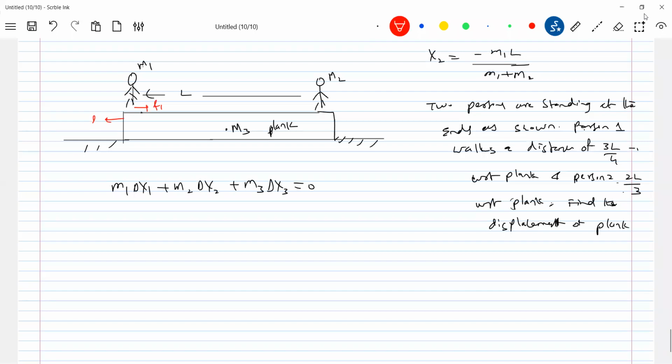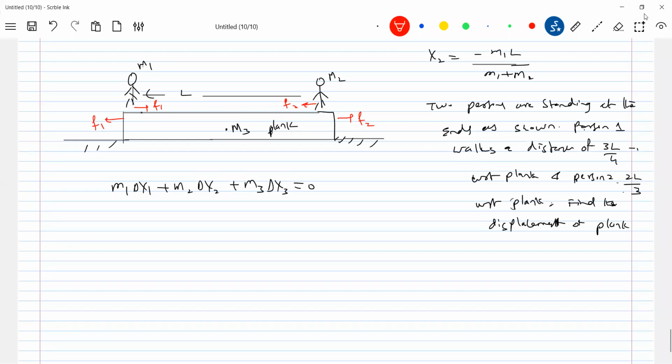F1, this person will walk. F2, this will be F2. So F1 may not be equal to F2, or F1 may be greater than F2, or F1 may be less than F2, or F1 may be equal to F2. We don't know altogether. We can't get into that particular analysis here. So directly I want the displacement of the plank.